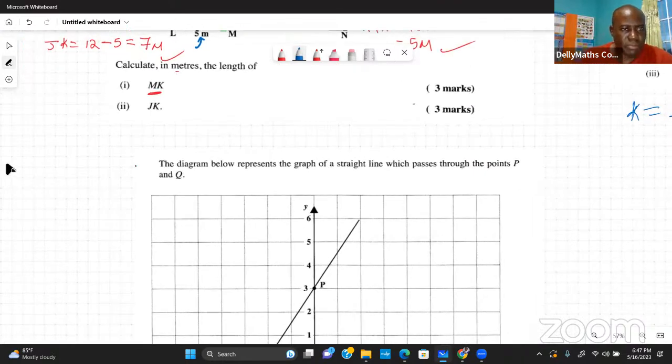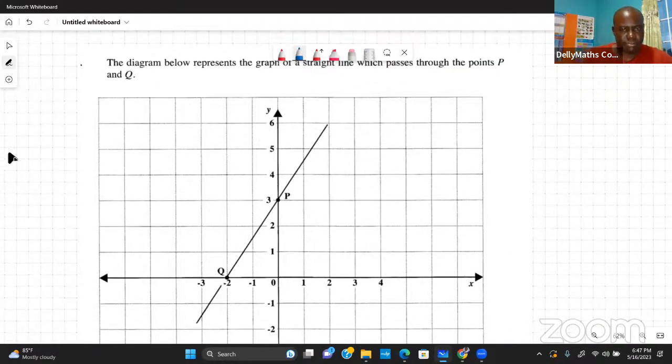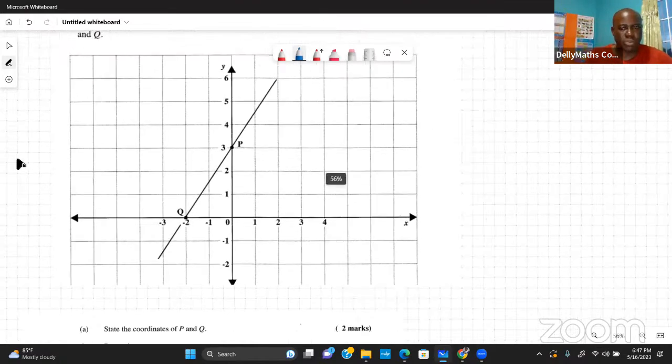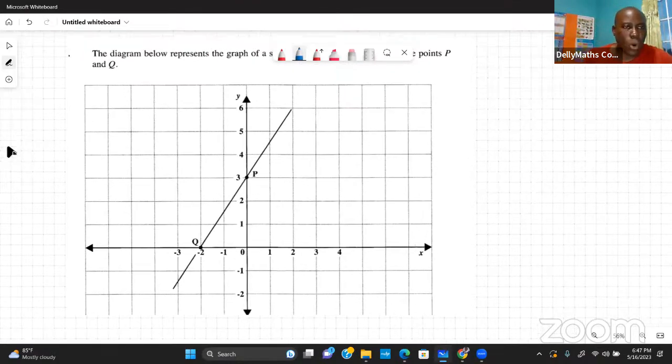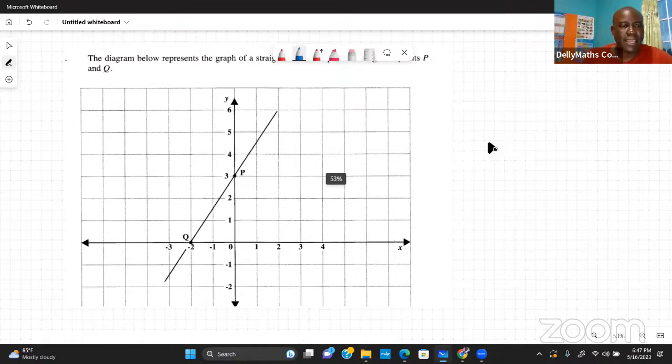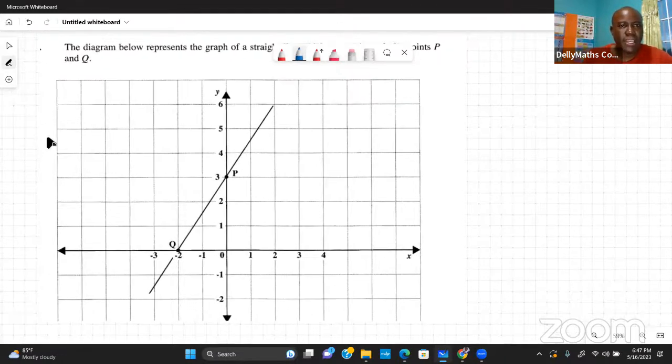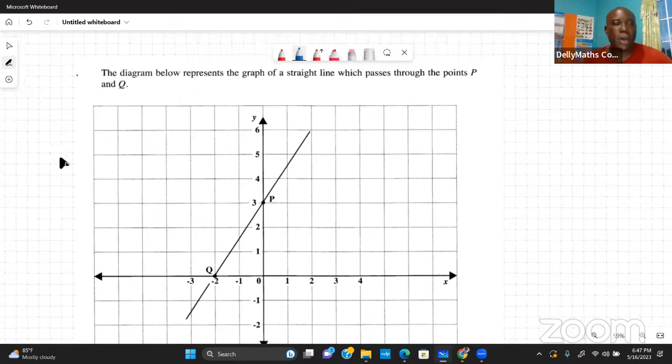All right, coordinate geometry. It's on the paper every year. I've never seen a year without coordinate geometry. If they don't put it at number 4, it's definitely going to be at number 8. So it is there. Let's read through, see what they want, and then we apply ourselves to it. It says the diagram below represents the graph of a straight line which passes through the points P and Q. You're looking at that. Here is P, here is Q, right? So you could see that it passed through those, right? Now let's continue to the questions.